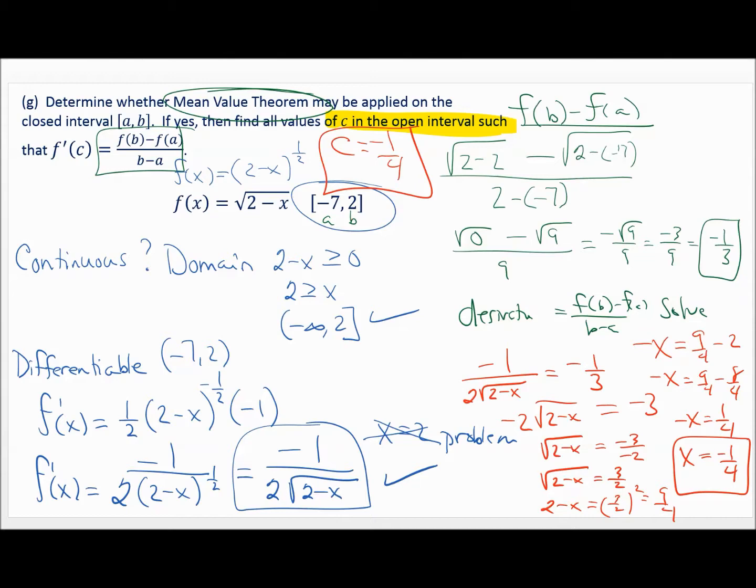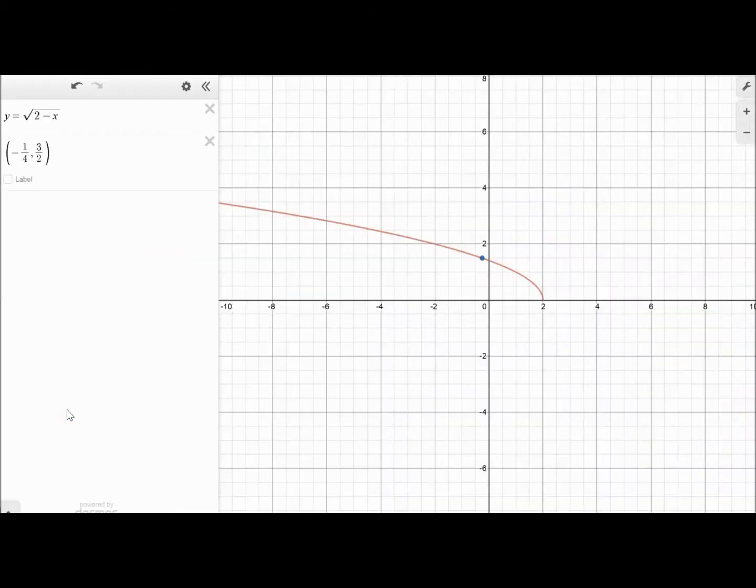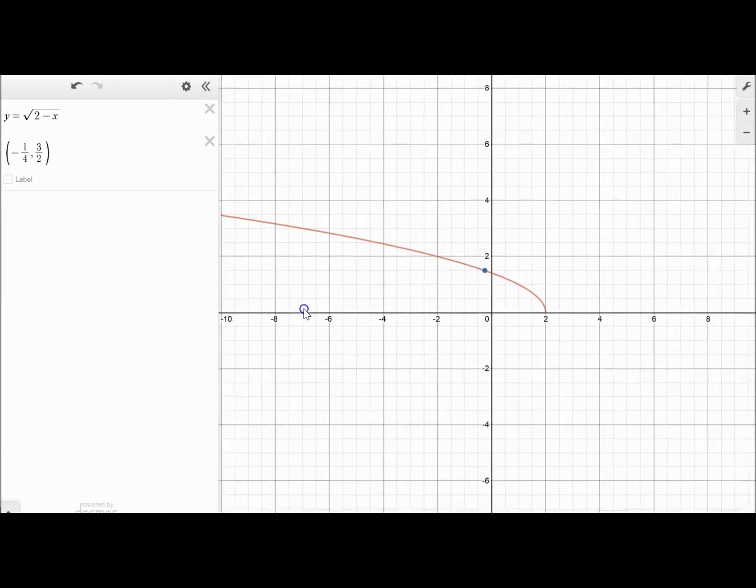Let's do it. Okay, so I've gone in Desmos, and if you'll notice, over to the left, I've graphed y equals the square root of 2 minus x. And we all know that's the square root, so it's an arc over graph. Notice the domain, -infinity to 2. We're only looking between -7, which is right out here, all the way to 2. I also plotted the point. We found the c value was -1/4.